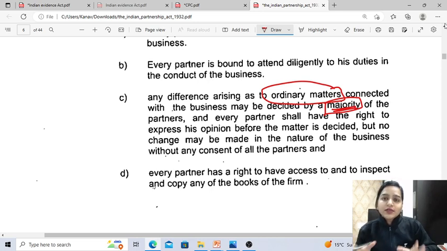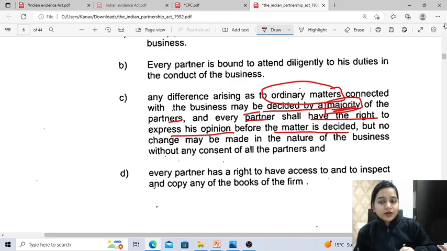So without the consent of all the partners, no change can be made in the nature of business of the firm. This is what is written in 12C. Any difference arising up to ordinary matters connected with the business may be decided by majority of the partners, and every partner shall have the right to express his opinion before the matter is decided, but no change may be made in the nature of the business without the consent of all the partners.